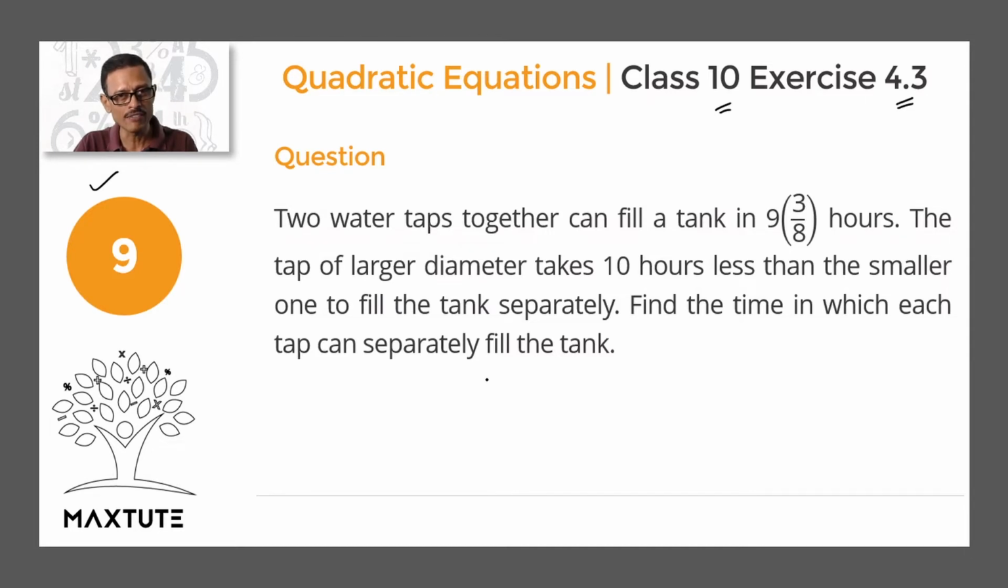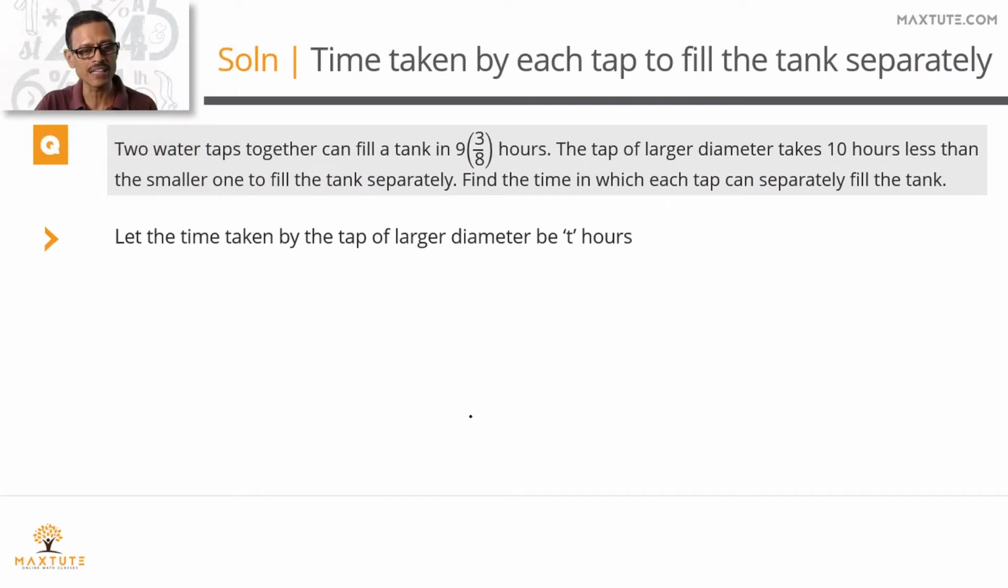We're going to assign one variable, only one variable. We're going to assign a variable for the time taken by the larger tap, the tap of larger diameter, to fill the tank. Let that be T hours. The smaller diameter one is going to take 10 more hours because the question says the larger diameter one takes 10 hours lesser than the smaller one. So the smaller one is going to take 10 hours more than the larger one. Larger one, we have assigned it to take T hours. So the smaller one is going to take 10 more than this, which is T plus 10 hours.